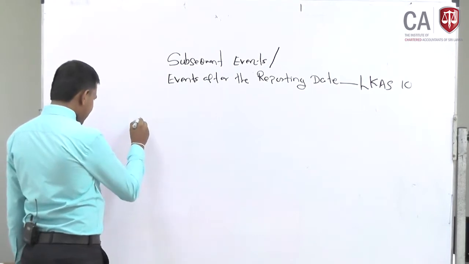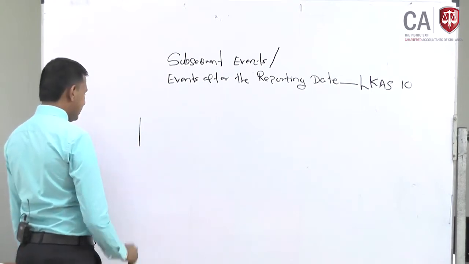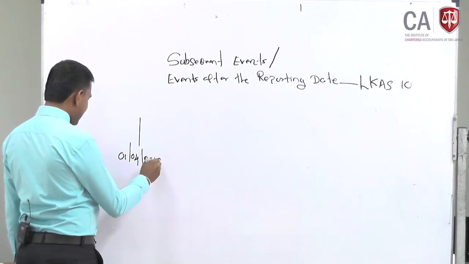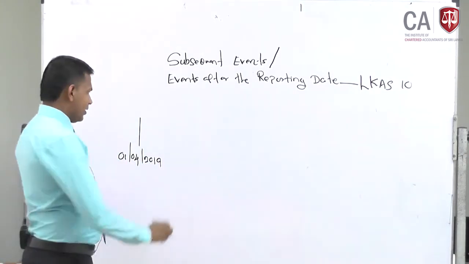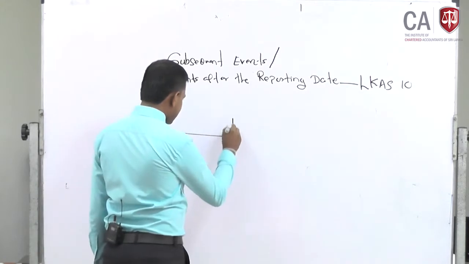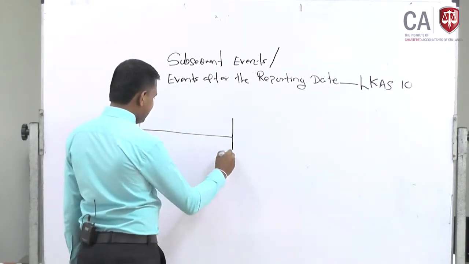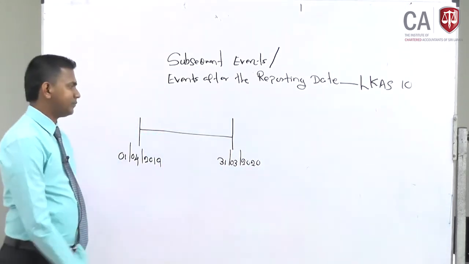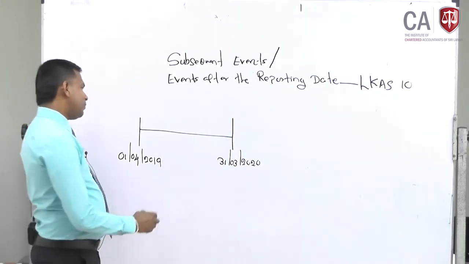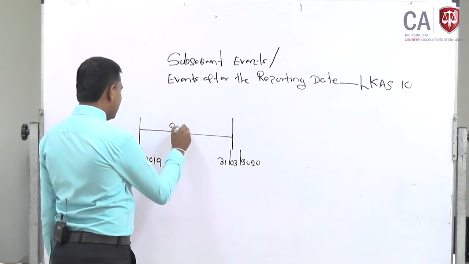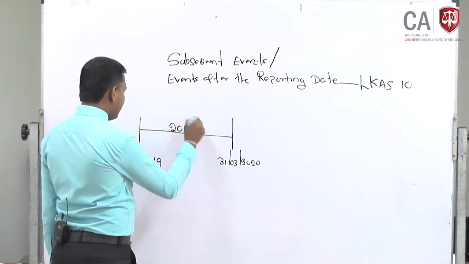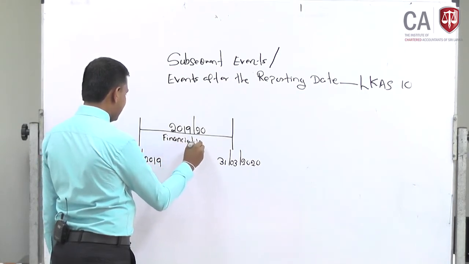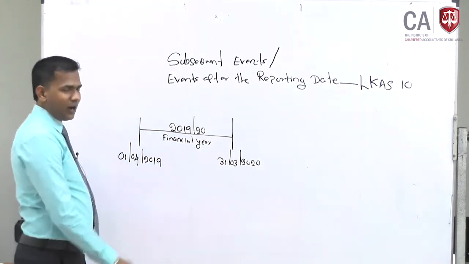If you can remember from your A-level discussion, let's say the financial year commences on 1st April 2019. Your financial year ends, let's say, on 31/3/2020. So this particular year we call the 2019-20 financial year. Am I correct? This is fundamental in your accounting.